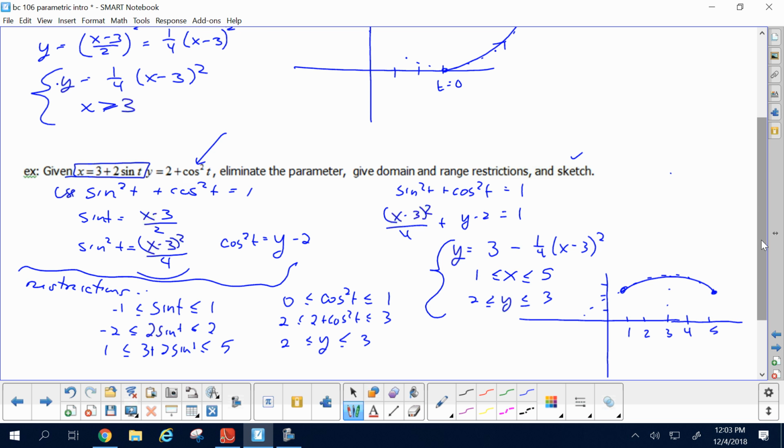Yeah, we still haven't located the starting point and the direction of movement. So at time equals 0, where is it?